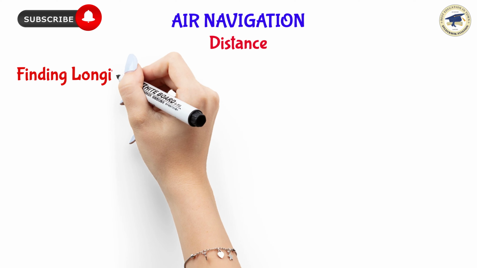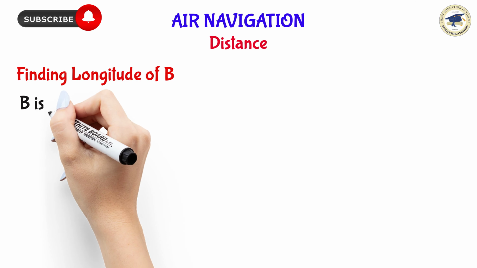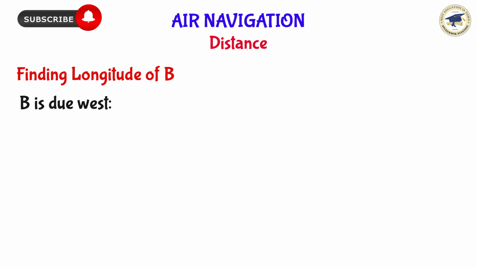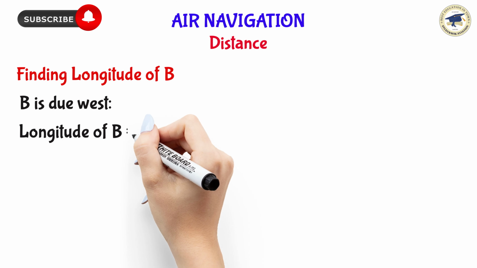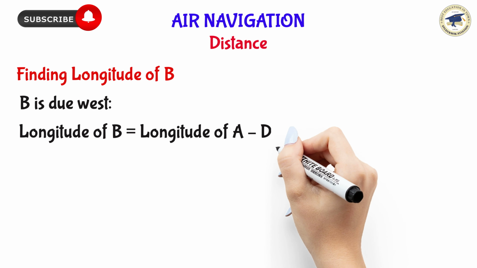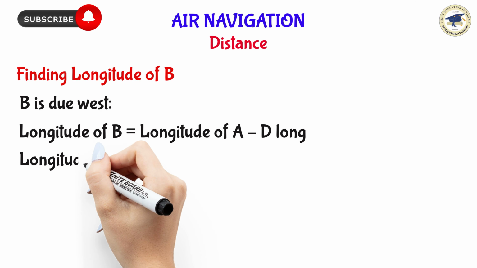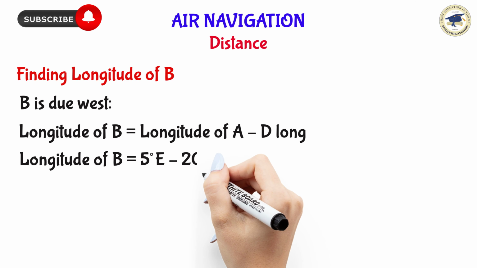Next, we find longitude of B. Since B is due west of A, longitude of B equals longitude of A minus D long. Longitude of B equals 5 degrees east minus 20 degrees equals 15 degrees west.